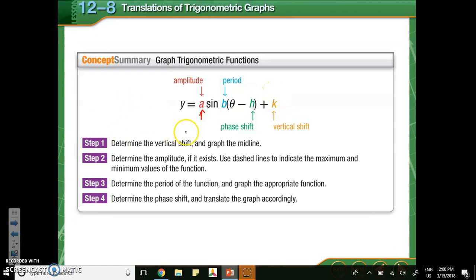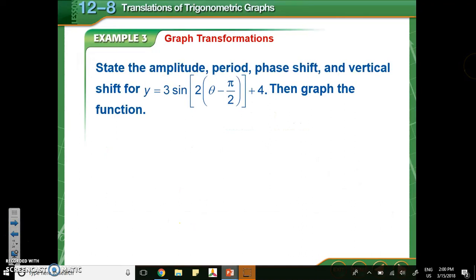So step 1, when I'm graphing, find the vertical shift and graph the midline. That's the easiest place to start. Step 2, find the amplitude if it exists. Remember, for tangent functions, we don't have an amplitude. I draw in dashed lines above and below my midline to help me get my maximum and minimum values, so I don't go beyond that. Then we're going to find the period and graph that function, right? And then usually we'll graph this with a dotted line, this part here. And then we'll figure out the phase shift, and we'll take what we graphed in step 3, shift it over left or right, and then draw in the actual graph in step 4. So let's take a look at what that process would entail.